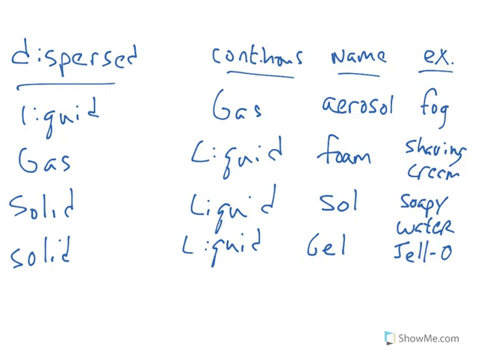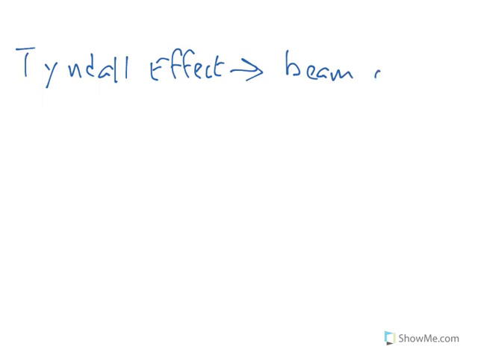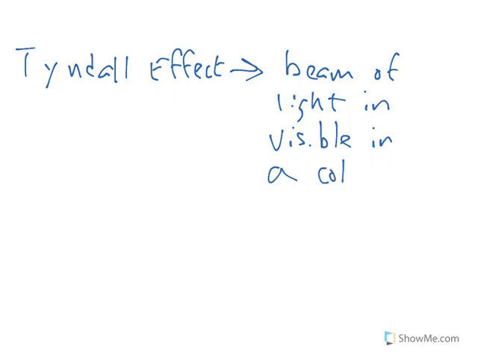And what's really neat about colloids is they all exhibit this property called the Tyndall effect. This is certainly something you may have seen in fog. What happens here is those particles in the dispersed phase are large enough to reflect light. So what we can see is a beam of light is visible in a colloid.